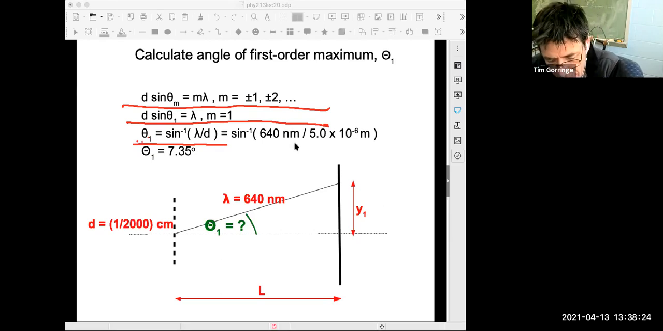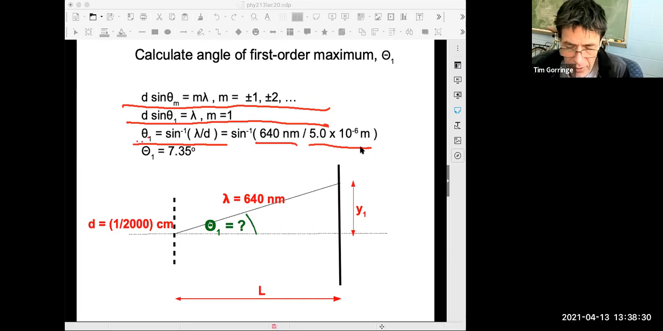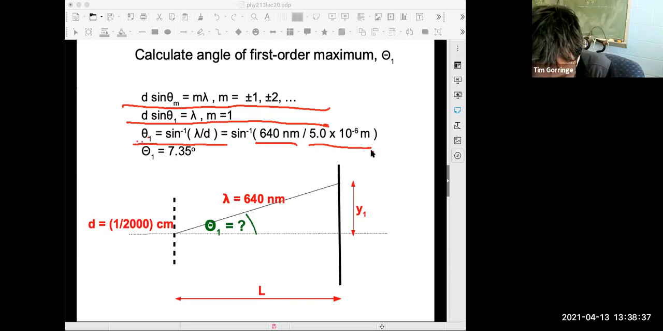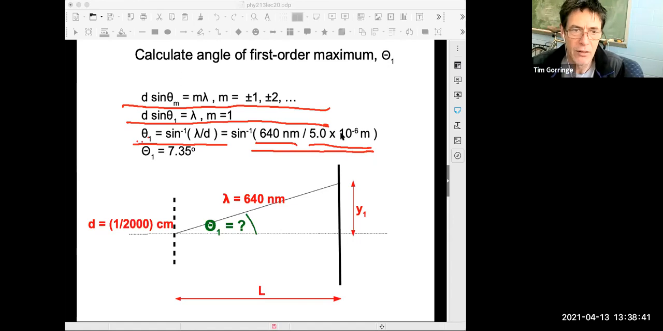So I filled in the wavelength, 640 nanometers, and the slit separation, 5 times 10 to the minus 6 meters. Obviously, maybe this is unclear, I have to put them in the same units, so I hid the unit conversion from you. But if you do the calculation, I got just over 7 degrees, 7.3 degrees. And that's the location of that first maximum.